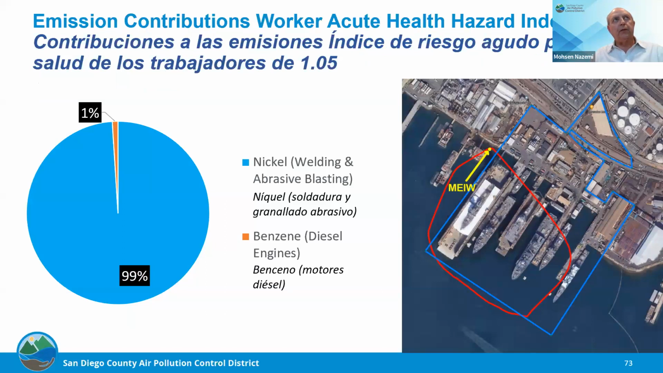In this case, nickel contributes almost 100%, 99%. And nickel emissions come from welding and abrasive blasting operations that can cause this elevated health risk. The red line on the right-hand map shows the area of impact of elevated health risk, and the blue line shows the facility boundary. As you can see on the left side, which is the western portion of the boundary, there is some impact to the nearby businesses.